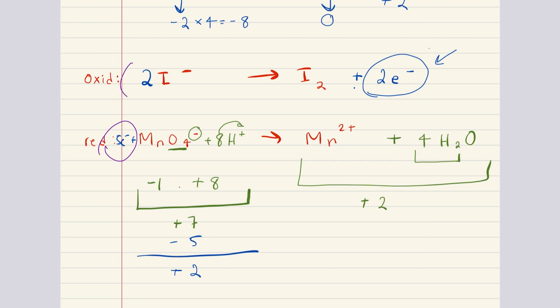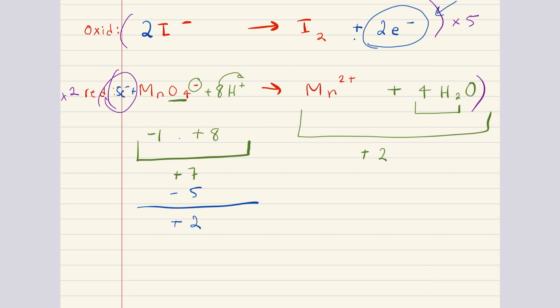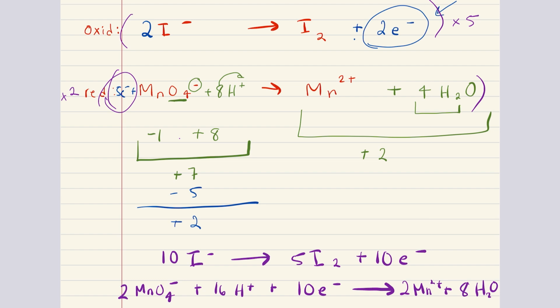That means I'm going to multiply the oxidation half reaction by 5, and I'm going to multiply the reduction half reaction by 2. This is going to give us the following oxidation half reaction now that we've multiplied it by a coefficient of 5. And we're going to get the following reduction half reaction now that we've multiplied it by a coefficient of 2. And now that we have matching number of electrons, one on the product side, one on the reactant side, when we add these together, they're going to cancel each other out. And that is exactly what you want.